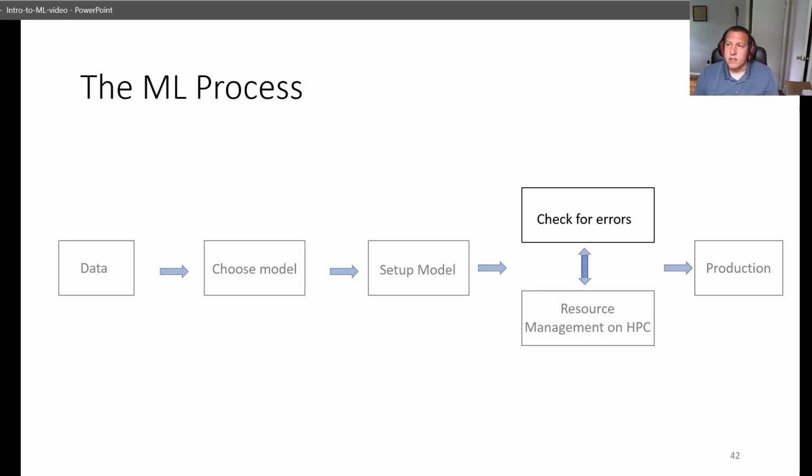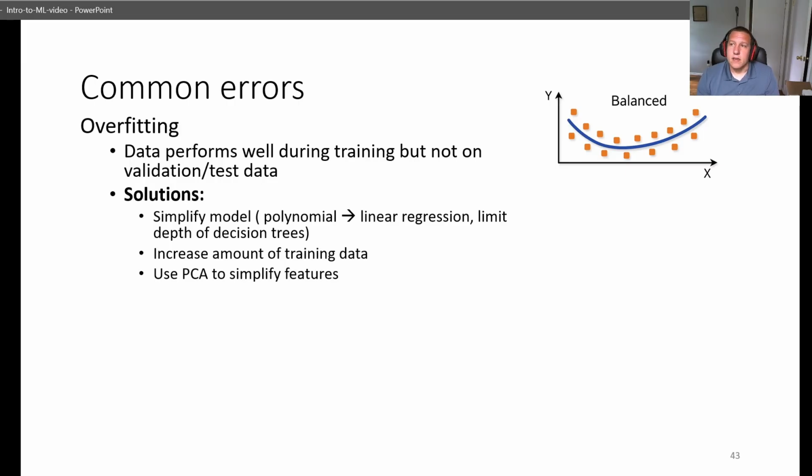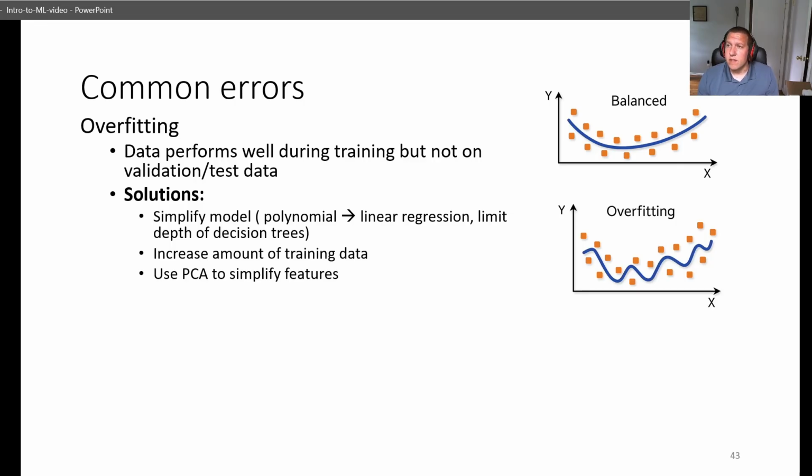The last thing you have to do when running machine learning models is check for errors. When you have a machine learning model, ideally, in the end, you have a balanced progression through your data, where it somewhat follows the data, your line of regression perhaps, but it doesn't follow it explicitly. So you can have something called overfitting, which is when your model performs well during training, but not on validation or test data. What that means is that instead of following the smooth line through the data, it seems to be following each data point. That means you've overfit your data.